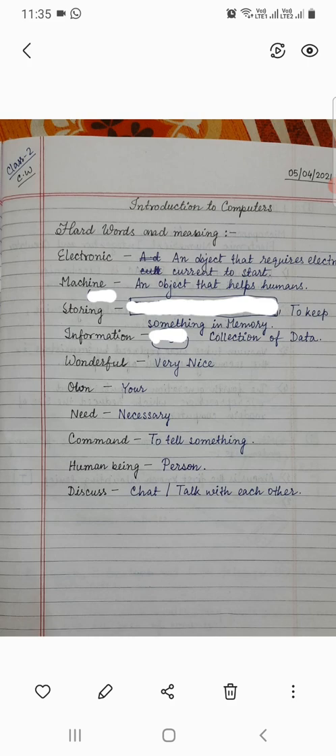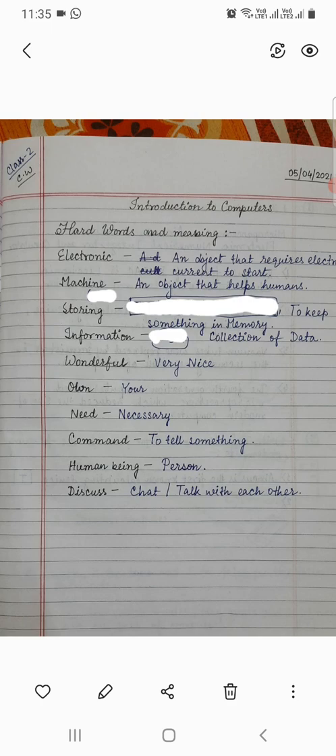Our next word is need. That means necessary. And the next word is command, to tell something. What is the meaning of command? To tell something. And next, human being. That means person. And what do we have next? That is discuss. What is the meaning of discuss? Chat or talk with each other.